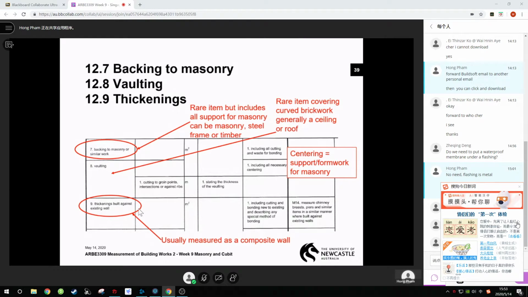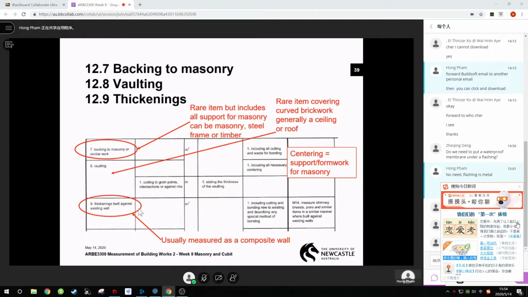Yes, down at Bowral, we did a special building for retired priests, and they had some brick vaulting in that. I think from memory that might be some of the only brick vaulting I've ever come across. So it's fairly rare. And I've got a photo of it on the next slide, I think, coming up. And then thickenings built against existing walls, often we'll call them buttresses. They're a little bit more common.